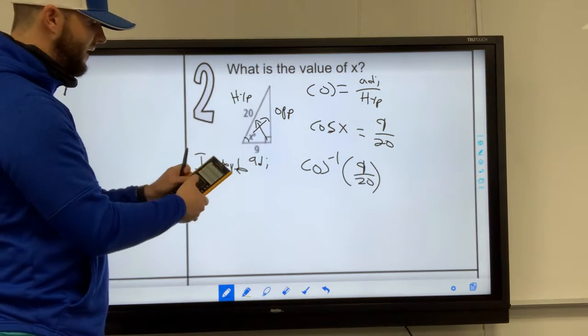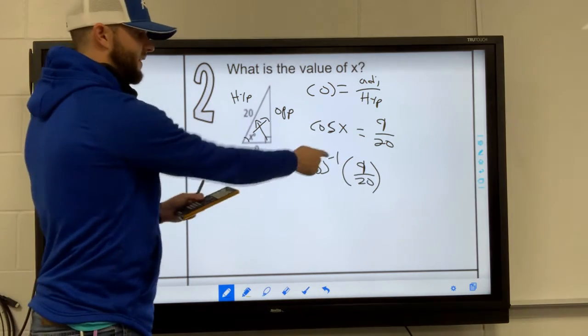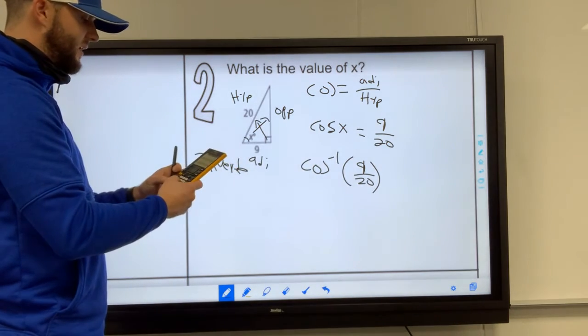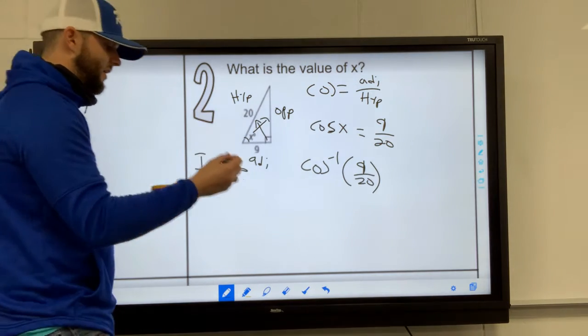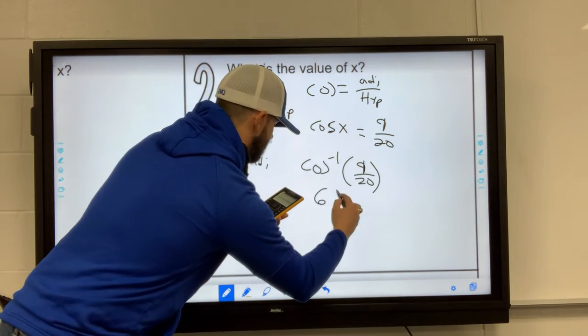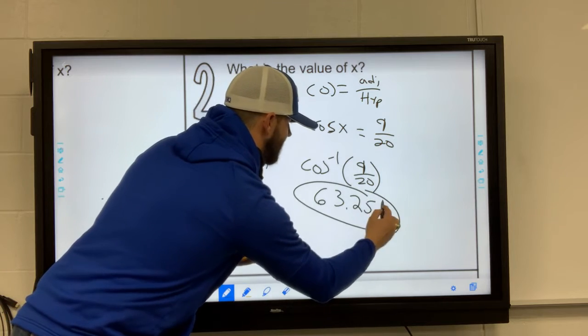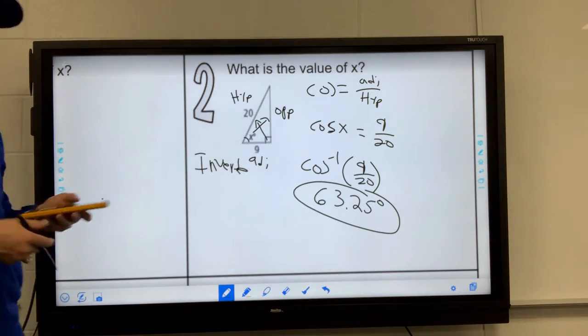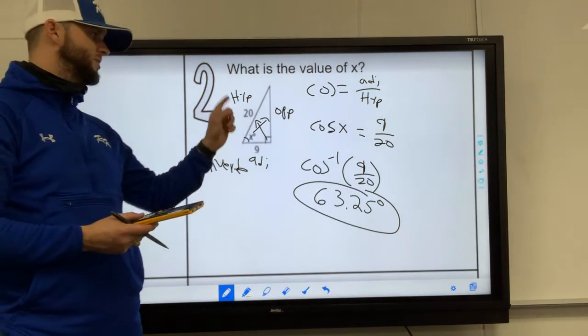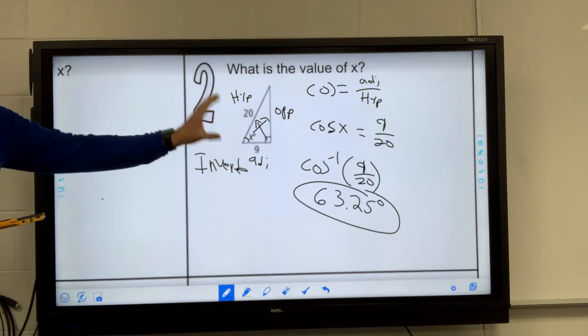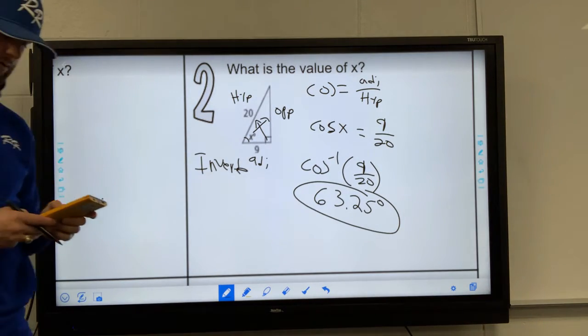You're going to go to inverse of cosine, so cosine to the -1 power, and I'm going to do 90 divided by 20. And when I click that enter button, it's going to give me 63.25. So ladies and gentlemen, your angle is going to be about 63.25 degrees right there, okay? So that's how you use inverse to find the angle, all right?